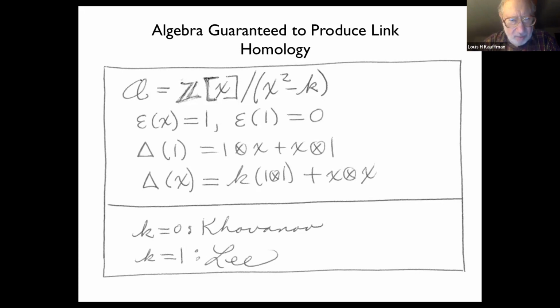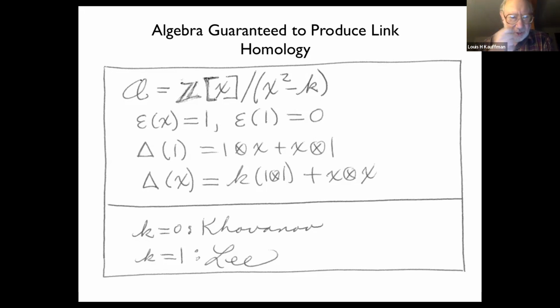If you let k be equal to 0, you would have x squared equals 0, and it would be Khovanov's. But you can also have k equal to whatever you like, an arbitrary thing. If k is equal to 0, the coproduct on x is x tensor x. The coproduct changes as a function of k. It still works. You can verify that you still get a homology theory. It's still going to be invariant under the Reidemeister moves up to grading shifts and everything.